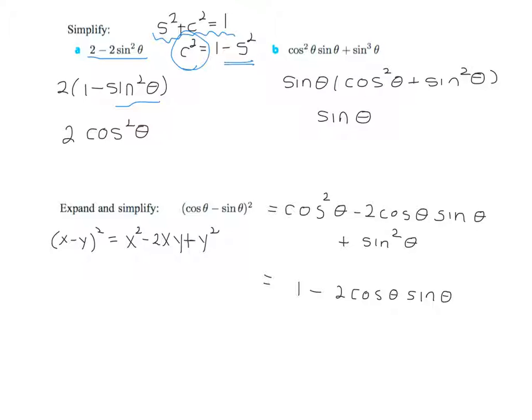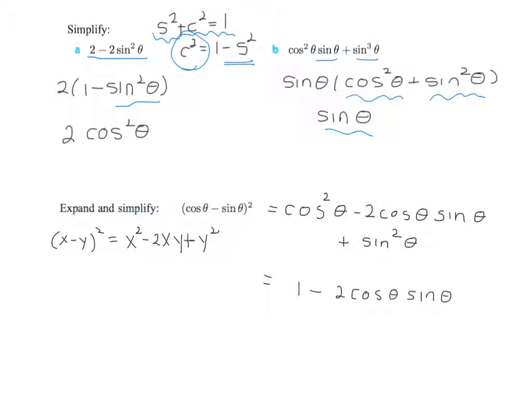B, you have cosine squared theta times sine of theta plus sine cubed of theta. You have sine of theta in common, so factor out sine of theta, then you're left with cosine squared theta plus sine squared of theta, but cosine squared plus sine squared is equal to 1, so it's sine of theta.